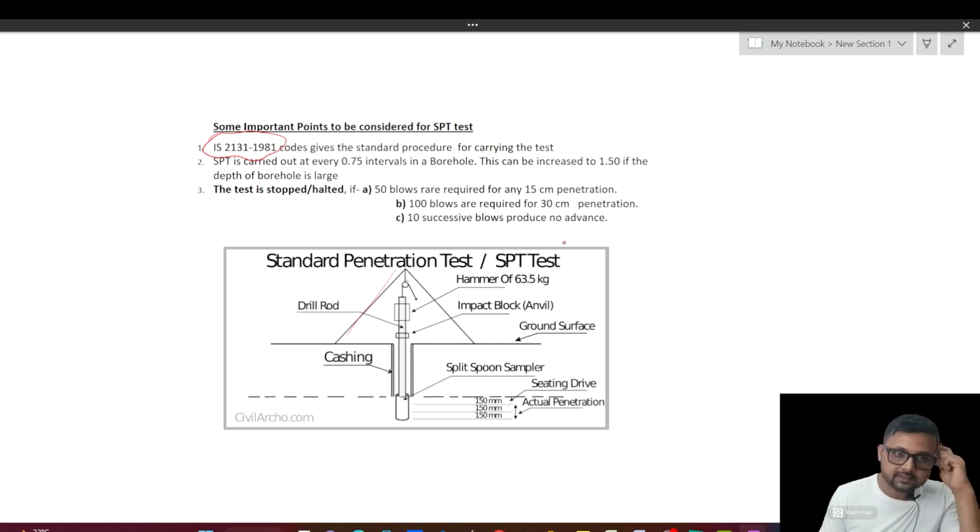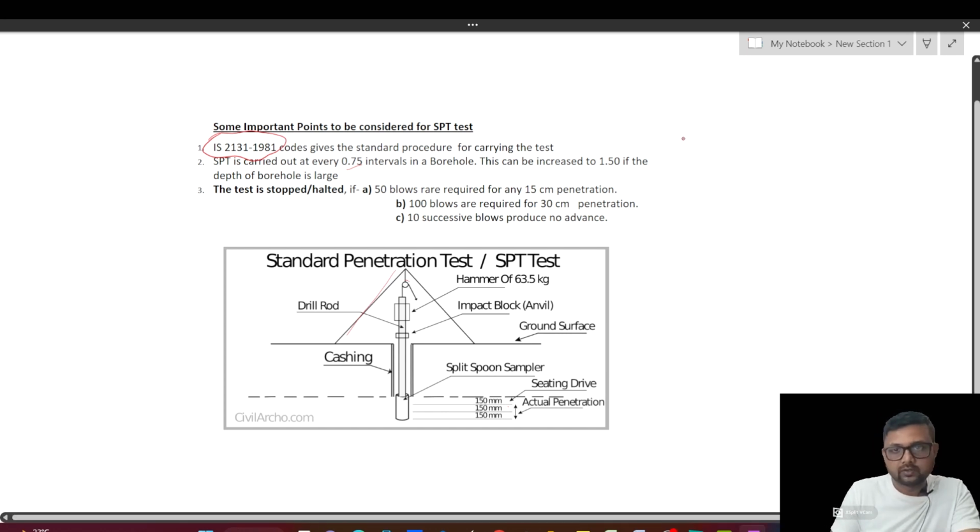Now, the second point is that the SPT is carried out at every 0.75 m interval in a borehole. Now, see here, suppose this is the ground, okay? See, this is the ground. Let me draw. Suppose this is the ground.